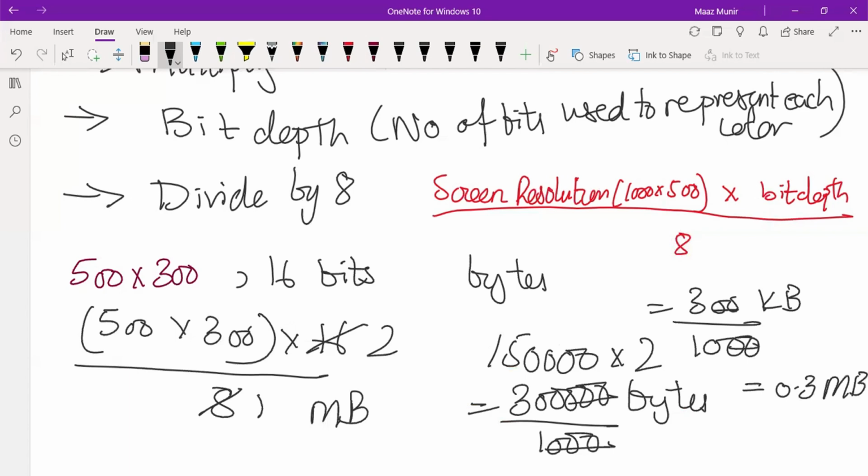But this MB, we divided it with 1000. In your syllabus, you have it as 1024, which is known as megabytes. We would be discussing this.